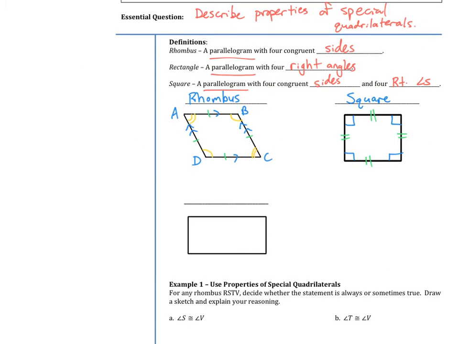Lastly, a new shape is a rectangle. So in a rectangle, we have 4 right angles. And the opposite sides are congruent like any other parallelogram. So if this is a rectangle, that means there's 4 right angles. That's it. Rectangle is 4 right angles. Rhombus is 4 congruent sides. And a square is right angles and congruent sides.